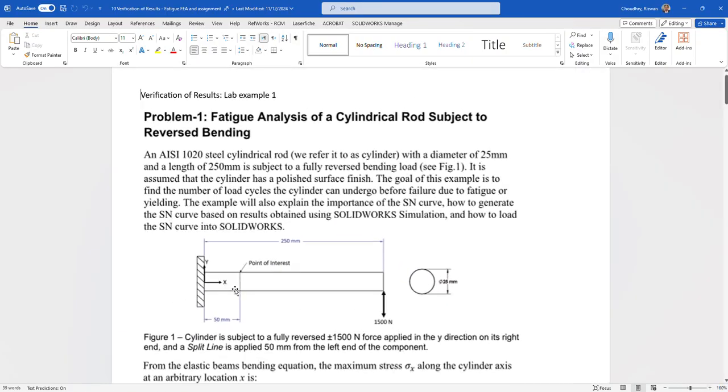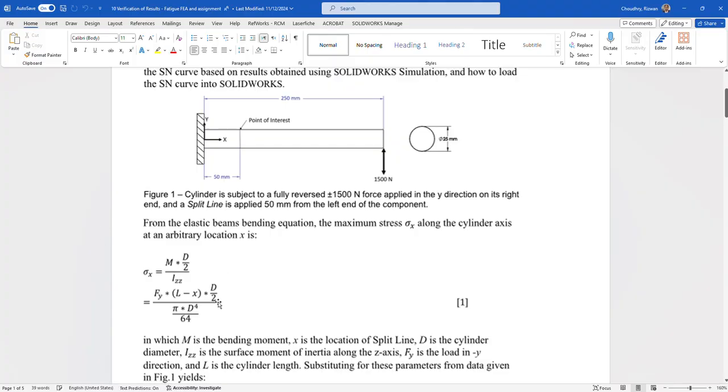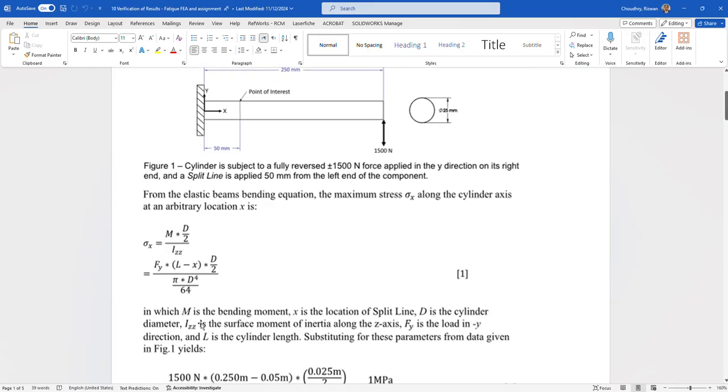So basically, what we have over here is we'll use first of all the beam stress formula to calculate the static stress because of this 1500 Newton load. And the familiar beam stress formula, Mc over I, we will be using, in which M is the moment because of this force, and c is the maximum distance from the neutral axis, which is d by 2, or the radius of this shaft, and I is the moment of inertia of this shaft.